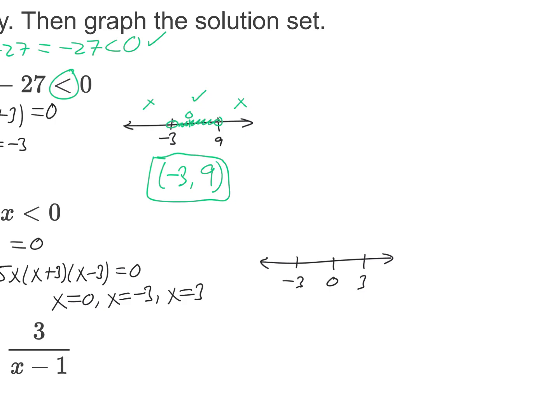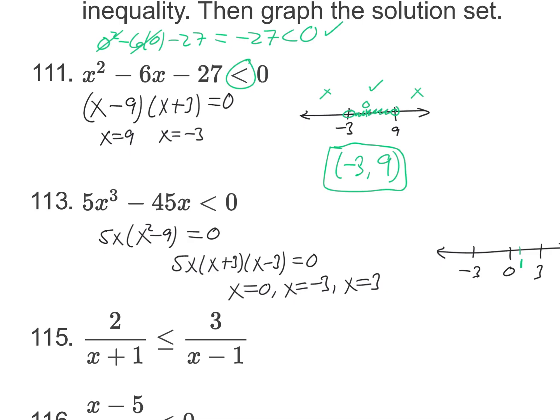All right, now I can't use 0 here because 0 is one of my key points, right? So I would pick the next best thing, which is 1. I'm just going to pick 1, and that's going to go in this little interval right here. All right, and I'm going to plug 1 into the original.